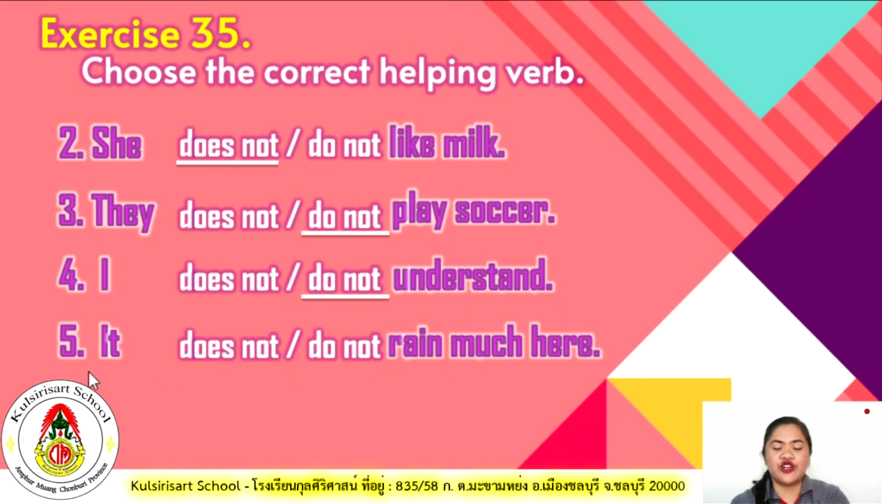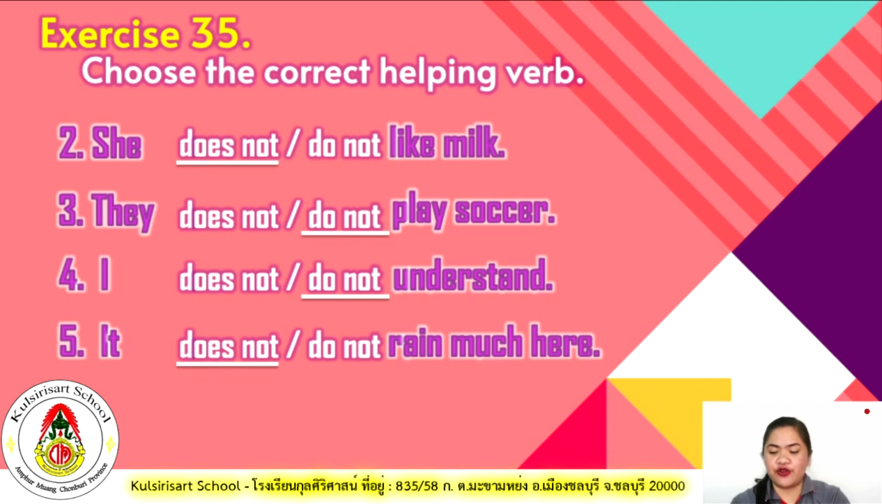Okay, we have here number 5. Does not. Do not. The subject is it. Now, it, singular or plural? Very good. It is singular. So, we are going to use the helping verb does plus the negative word not. The answer here is does not. So, it does not rain much here.